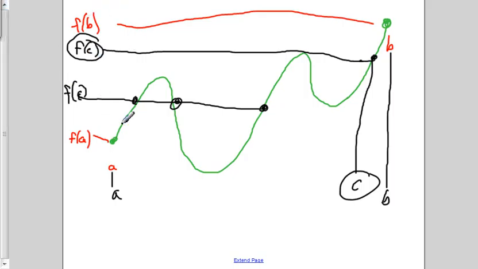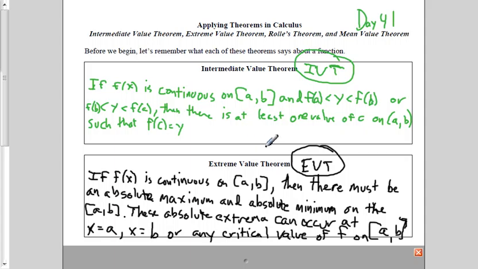Okay, so that's all they're saying. If you're given some interval, as long as it's continuous, if there's a y value that's between the y values of the endpoints, and again, this is intermediate, which is in the middle, then the x value also has to be in the middle of those endpoints. Okay? Next one is extreme value theorem, the EVT.